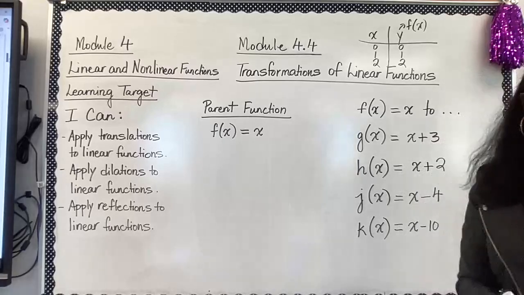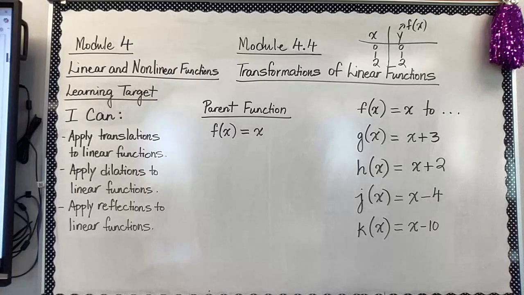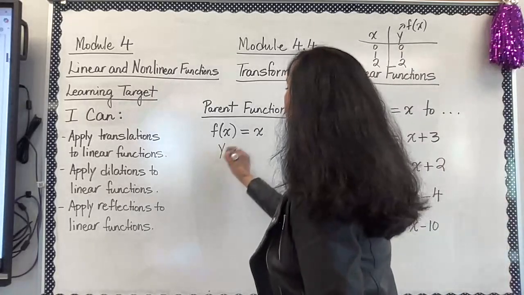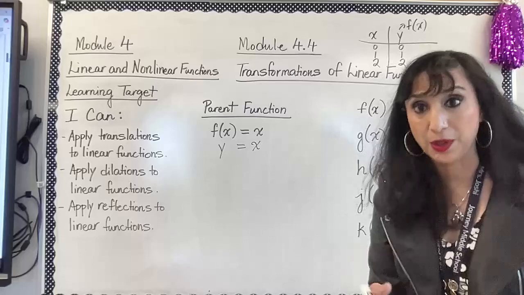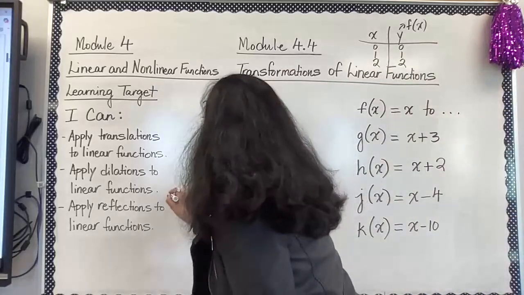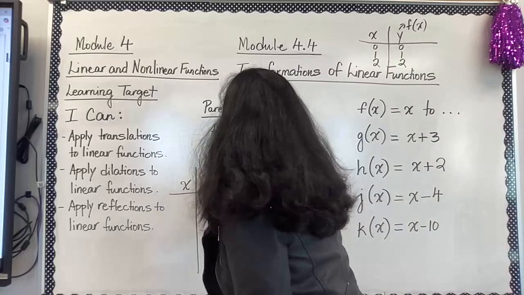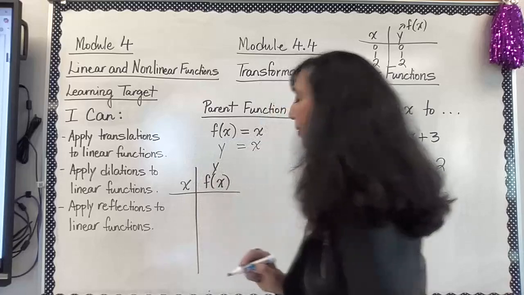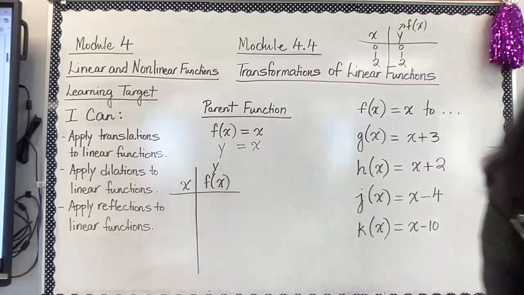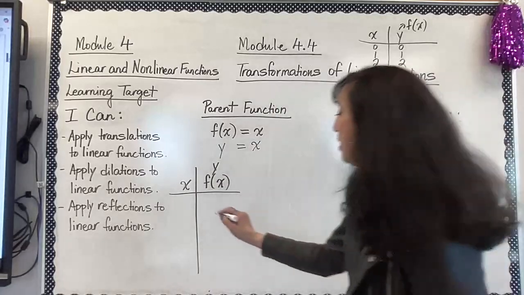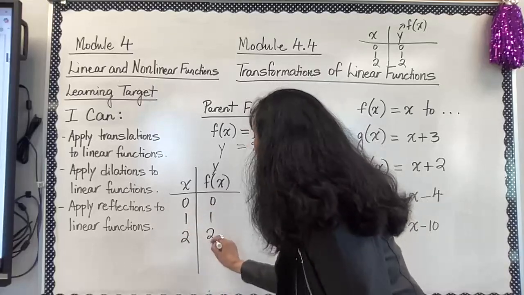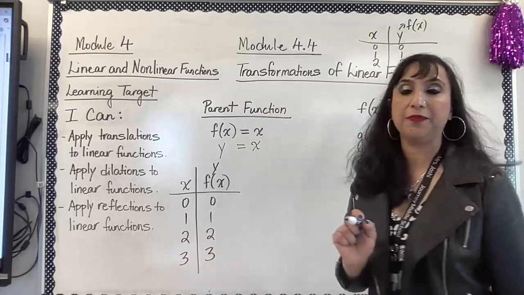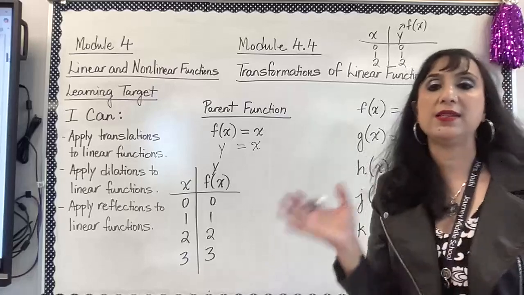All right, so I know that f of x is nothing but what? That is my y. So this is y is equal to x. So if I was to create an input-output table, okay, and I said, this is x, this is f of x, which is nothing but y. This is y, right? So if I say my x is 0, this is 0. If x is 1, this is 1. If this is 2, this is 2. If this is 3, this is 3. And then the same thing. If it's -1, that is -1.